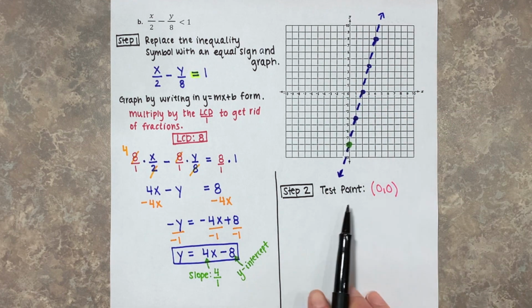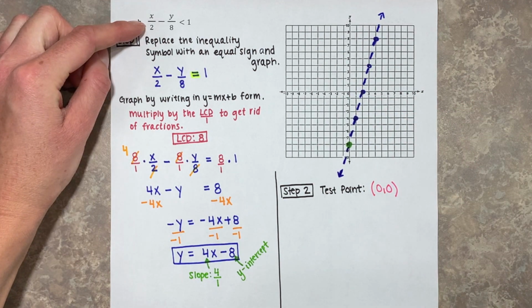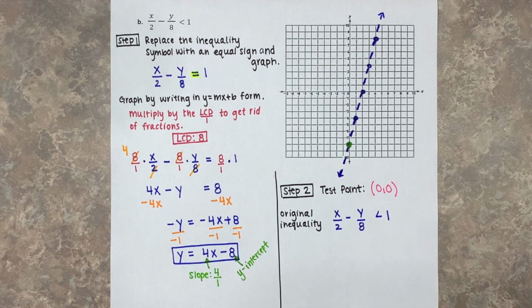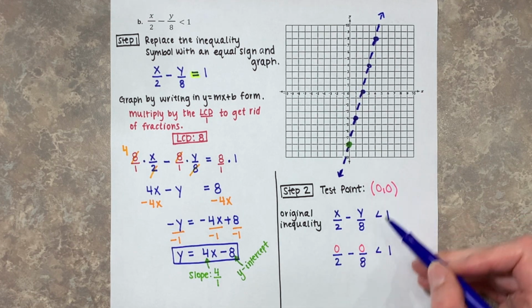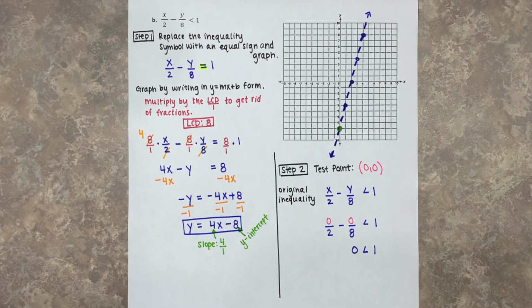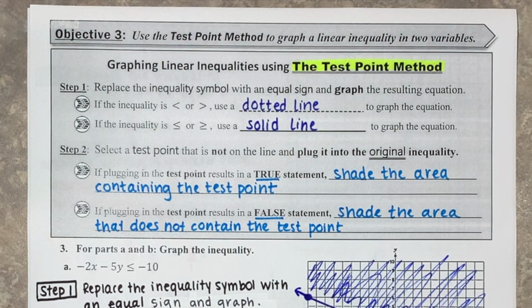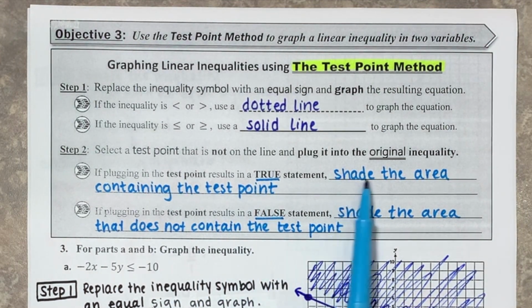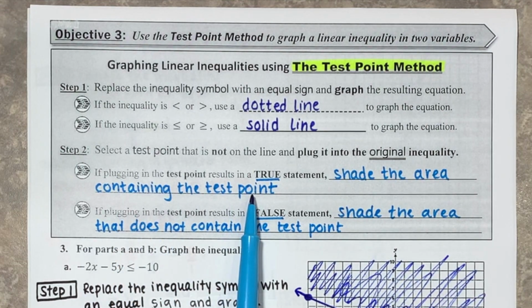Now remember, we plugged the test point into the original inequality, which I've copied down here, and I plugged in 0 for x and 0 for y, and let's see if we get a true or false statement. 0 divided by anything is 0, so this is 0 minus 0, which gives us 0 is less than 1. 0 is less than 1 is a true statement. So let's look back at our notes. If plugging in the test point results in a true statement, we want to shade the area containing the test point.